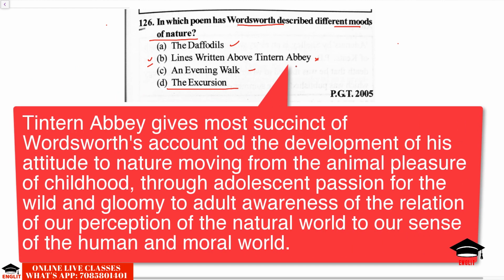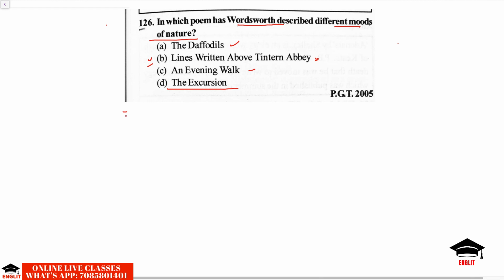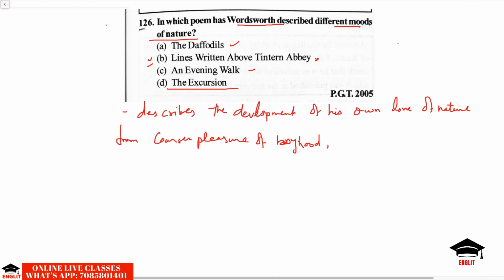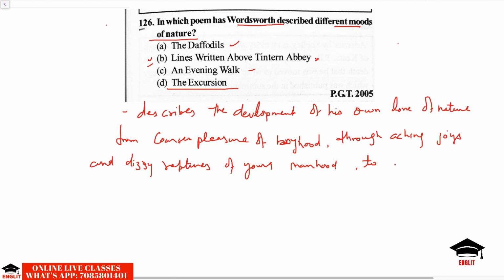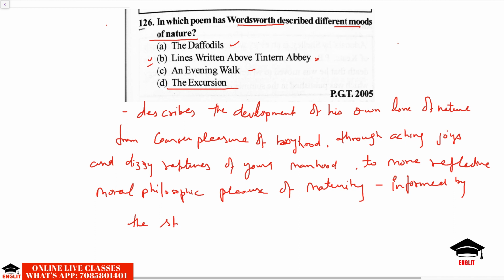The poem gives the most succinct account of William Wordsworth's development of his attitude to nature, which moves from the animal pleasure of childhood through adolescent passion for the wild and gloomy to the adult awareness of the relation of our perceptions of the natural world to our sense of the human and moral world. So he describes the development of his own love of nature from the coarser pleasure of boyhood through the aching joys and dizzy raptures of young manhood to the more reflective, moral, philosophic pleasure of maturity that is informed by the still, sad music of humanity.